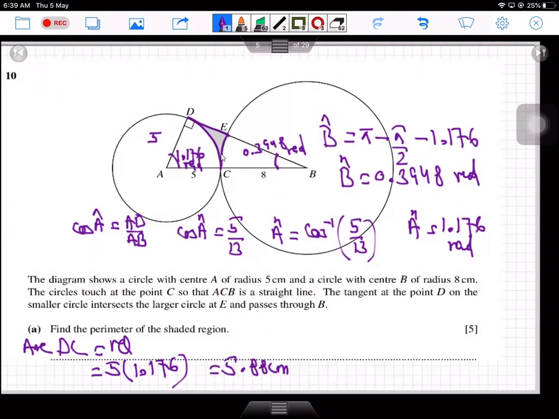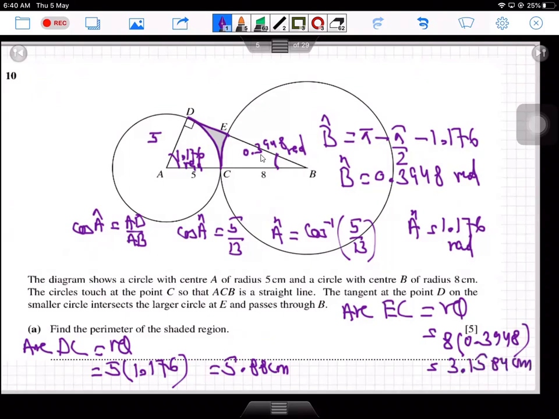Now we can easily find the arc length EC as well, since I know this angle 0.3948. So arc length EC would be r multiplied by theta, in which r is 8, because the radius of the larger circle is 8, and the angle is 0.3948. So 8 multiplied by 0.3948 is 3.1584 centimeters. Okay, so far we have found arc lengths DC and EC. Now we need to find this length DE, and for that I am erasing this working above.